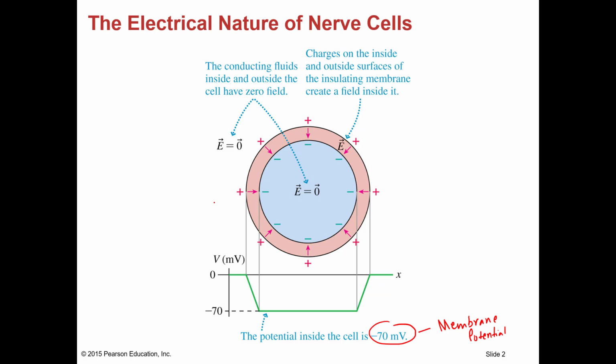And if you measure the electric field inside the cell, the electric field is 0. Also, electric field outside the cell is 0. But in the cell membrane, it is not 0. Okay? There is a finite electric field because there is this positive charge on the outer part and negative charge on the inner part. So there is this potential difference, and the potential difference creates the electric field inside the cell membrane.